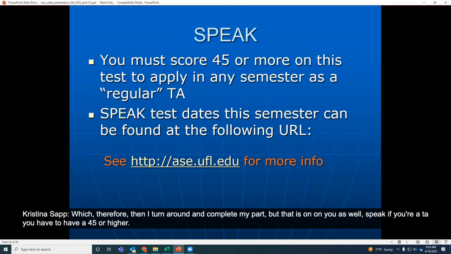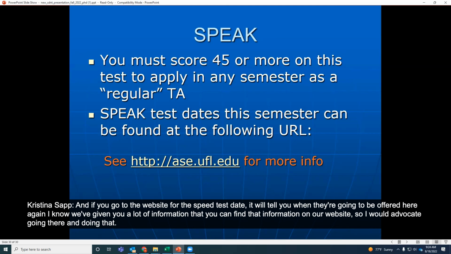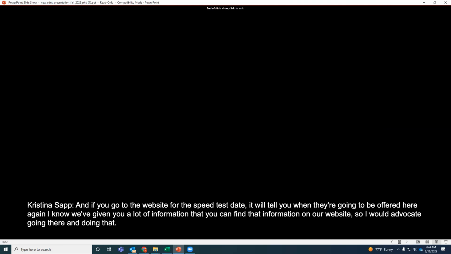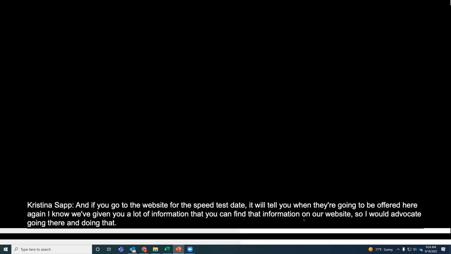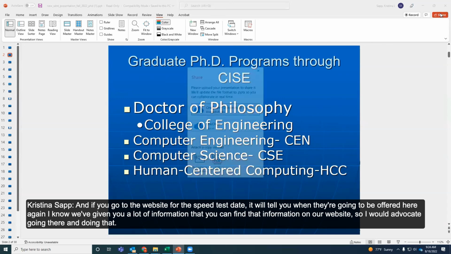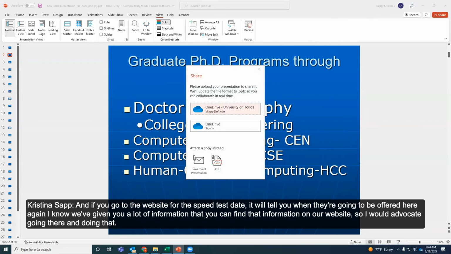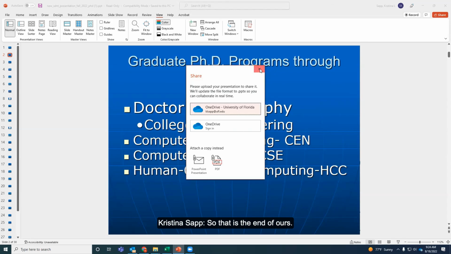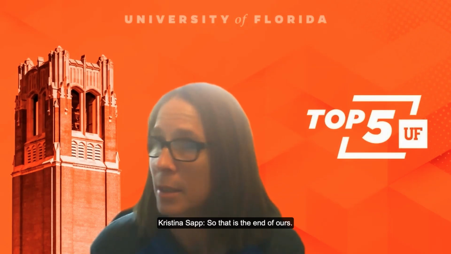Speak: if you're a TA, you have to have a 45 or higher. If you go to the website for the Speak test dates, it will tell you when they're going to be offered. Here again, I know we've given you a lot of information. You can find that information on our website, so I would advocate going there and doing that. So that is the end of ours.